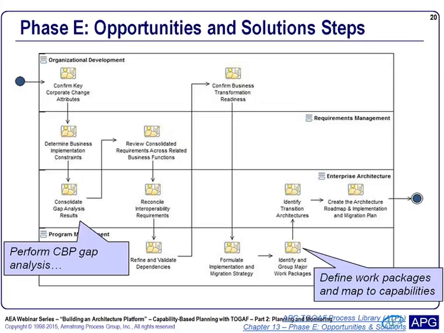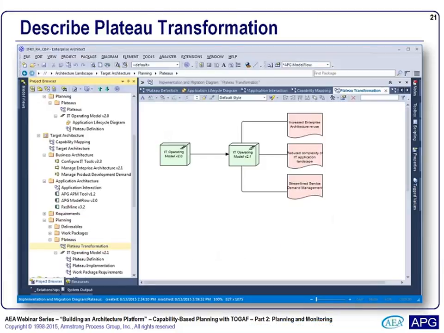We need to put together our strategy for transforming the organization, and certainly Phase E is really about some of that coarse-grained strategic decision-making. And then identify and group the major work packages, which we're going to demonstrate. But again, being able to do some of these activities in the context of a capability model can be very helpful and informative. So the first thing we'll do is take a look at how we're actually describing the target state. So we've created a new plateau to represent IT operating model version 2.1.